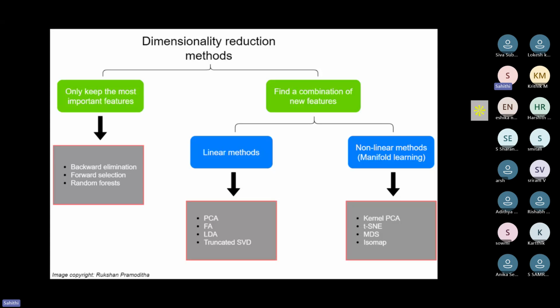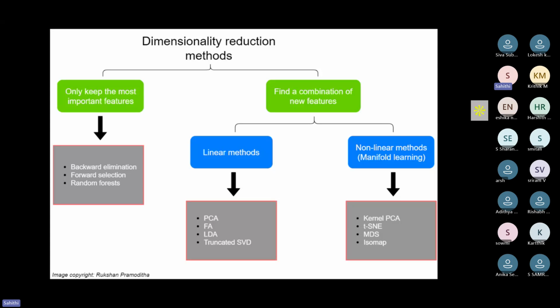So basically, when you're talking about keeping the most important features, what you do is you first use a model, you train it, and then you figure out which features are the most important during classification or whatever, and we take the top K features according to what we need. This is how backward elimination, forward selection, and random forests work.